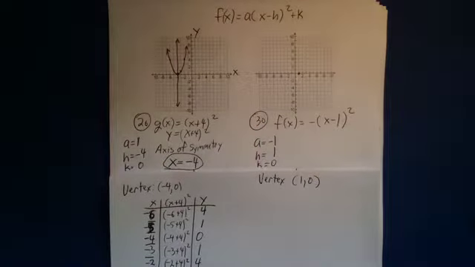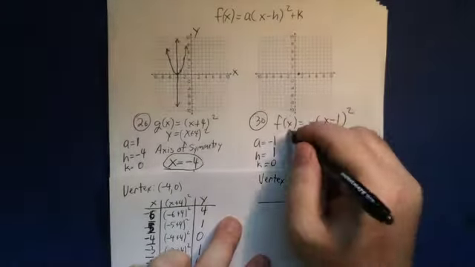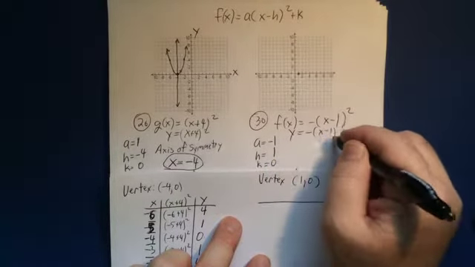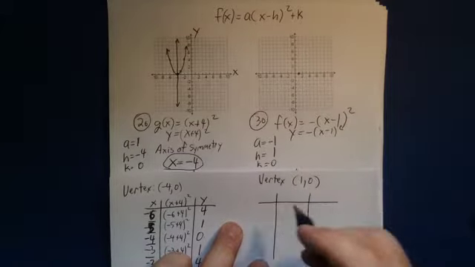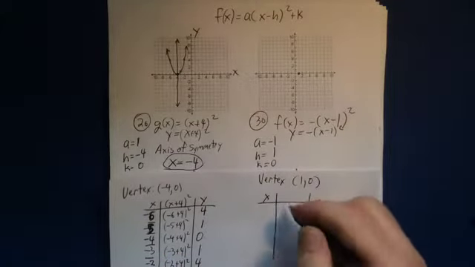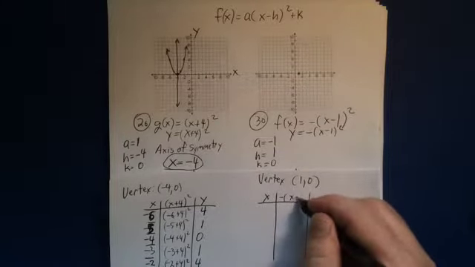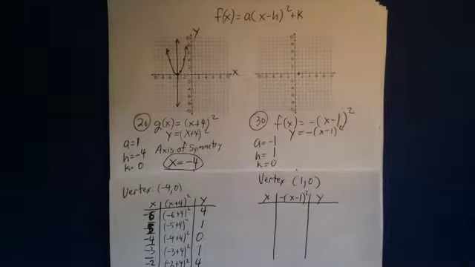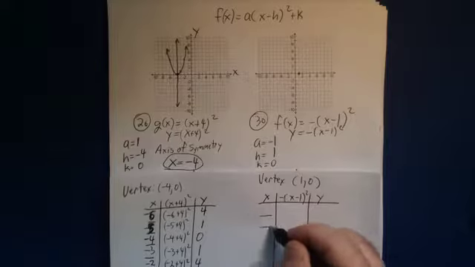And then we're going to create a table of values so that we can graph this parabola. So remember, as you create your table of values for this, I can write this as y equals negative the quantity of x minus 1 squared. I'm going to write this as x, negative x minus 1 squared, and then y. I want to create a place to put 5 values.